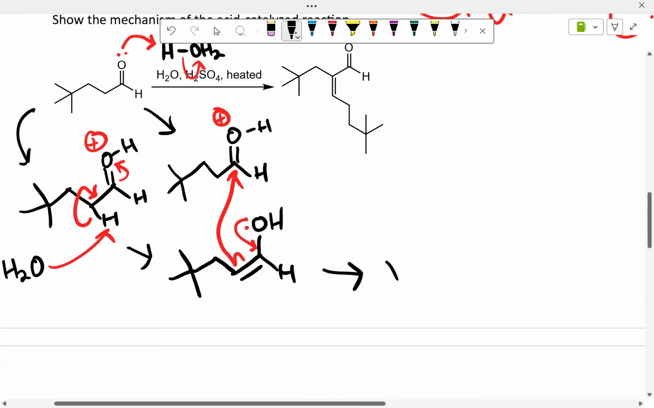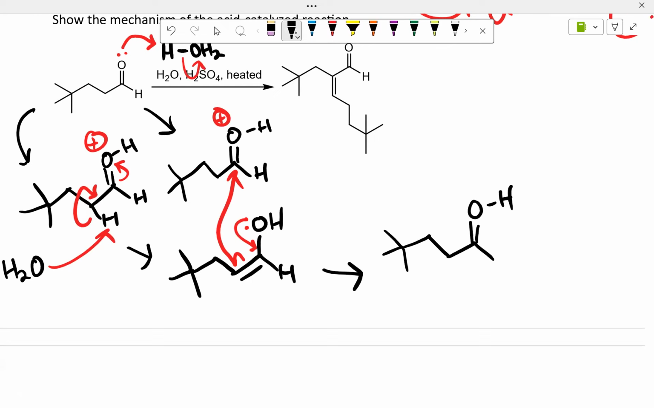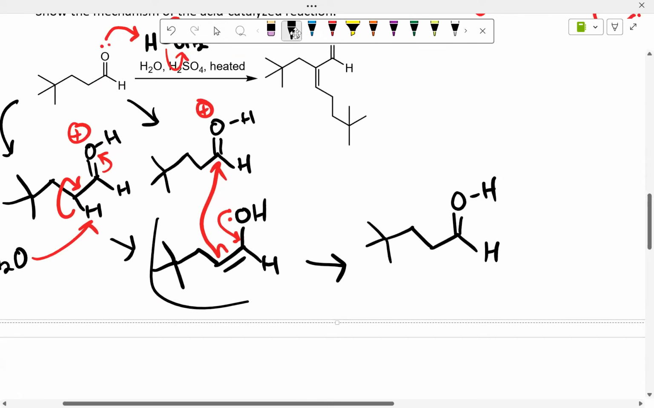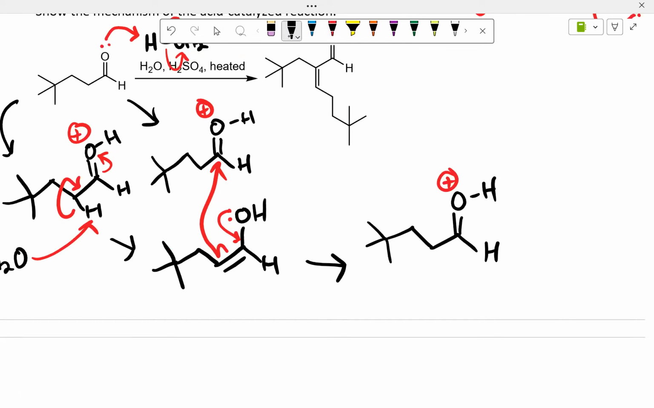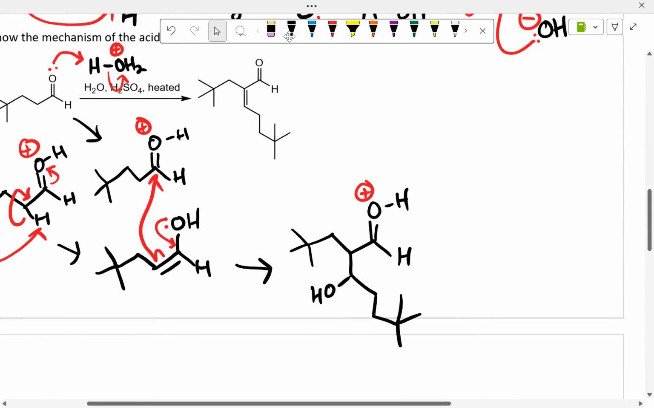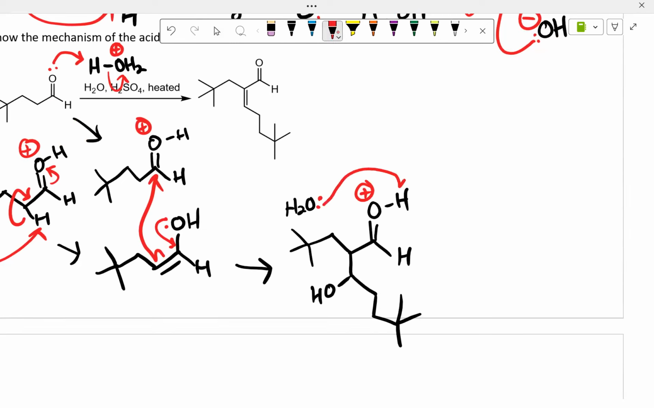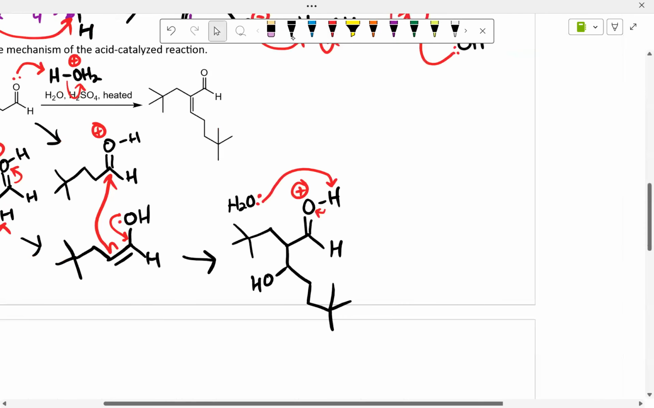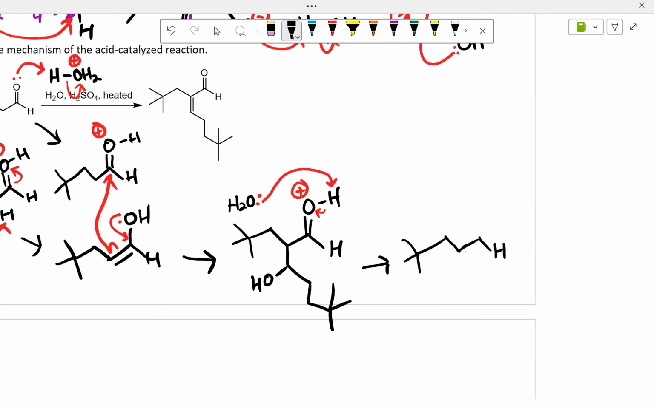So let's draw the result of that. This group I'm drawing on top was the nucleophile, and then the group I'm going to draw on bottom was the electrophile. So make sure I draw this right. There we go, like this. So the next step would be to get rid of the positive charge, so deprotonate. And if the reaction wasn't heated, this would be our final product right here.